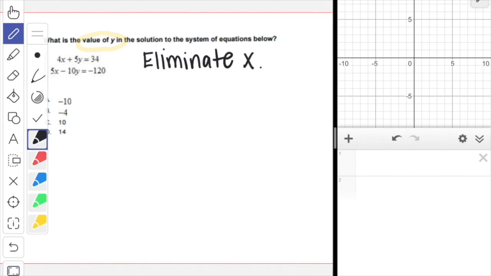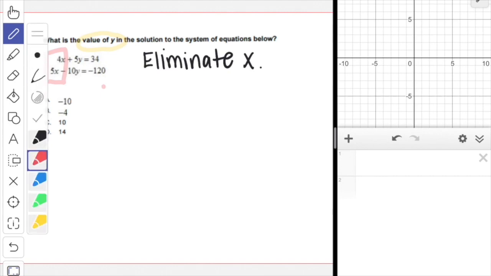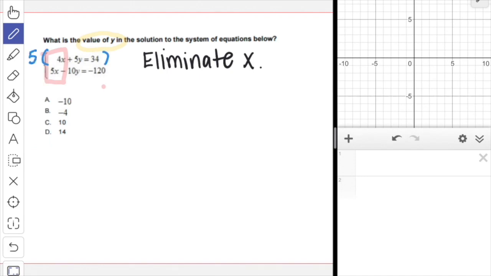Okay, so in looking at this example, I can see that if I want to eliminate x, then I have a 4 and a 5. Okay, 4 and 5, obviously I can't turn a 4 into a 5 and a 5 into a 4, but what I can do is I can turn each of these into 20. So I can multiply the top equation by 5, because 5 times 4 is going to give me 20, and multiply the bottom equation by 4, and again 4 times 5 is 20.